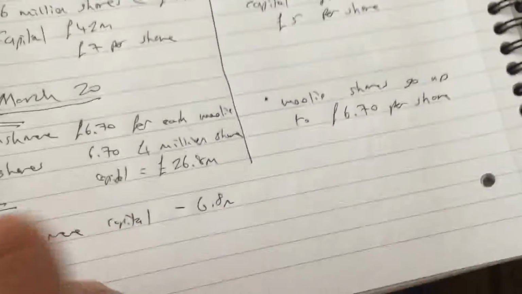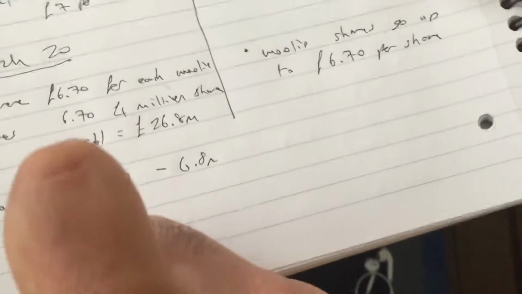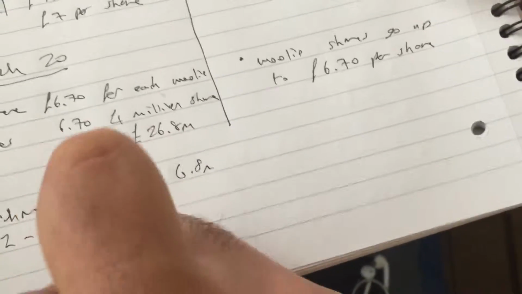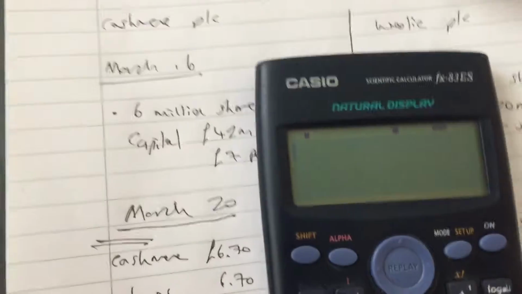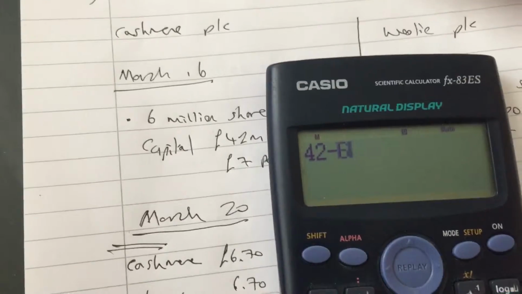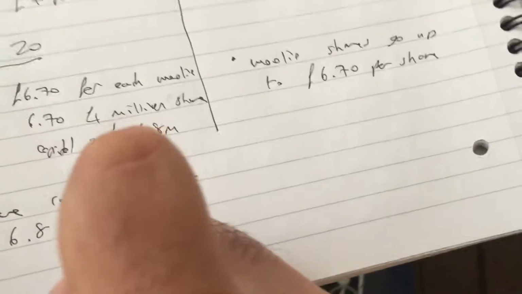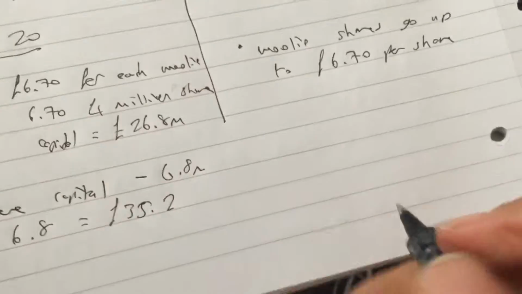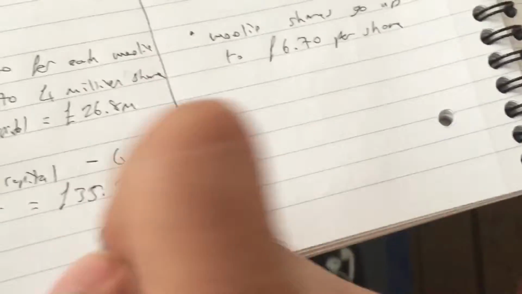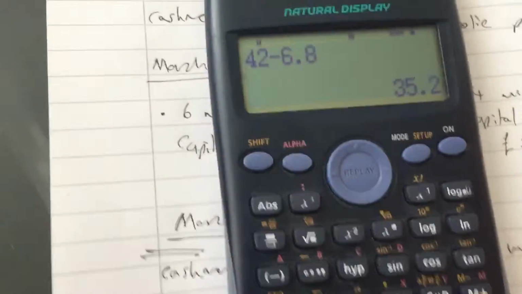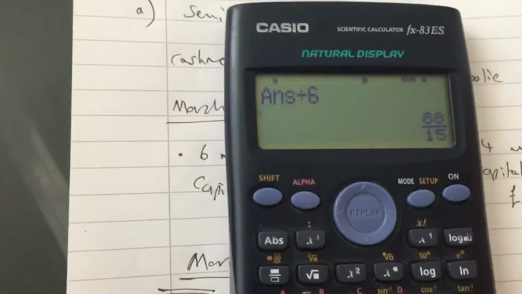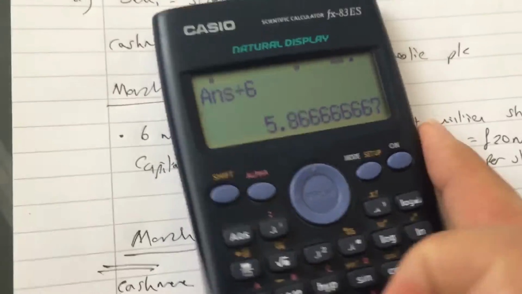So before it was 42 million. 42 million minus 6.8 million equals 35.2. So now Cashmere's share capital is 35.2 million. And we know that Cashmere has 6 million shares, so we divide that by 6 million, just so we know what the share price is. 35.2 divided by 6 million means that their new share price is £5.87.